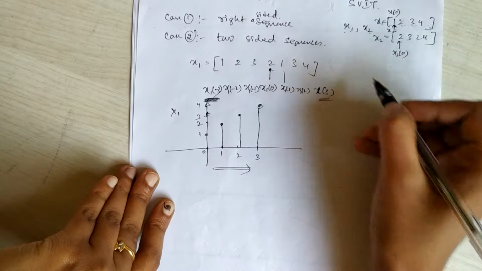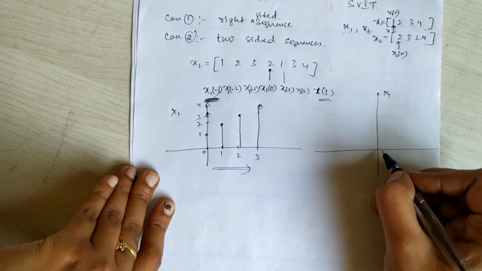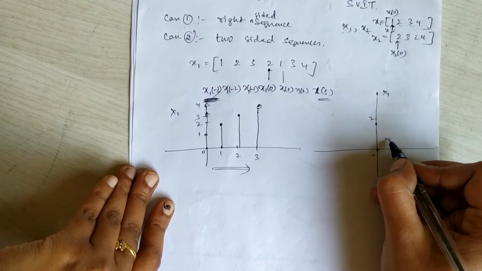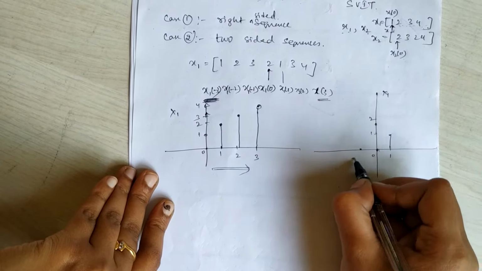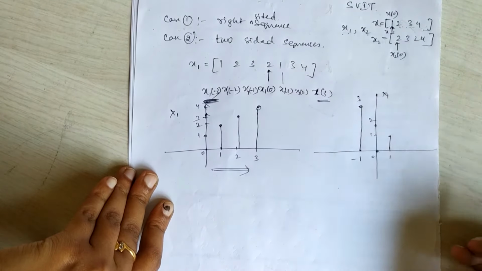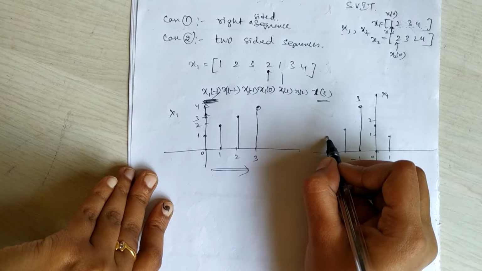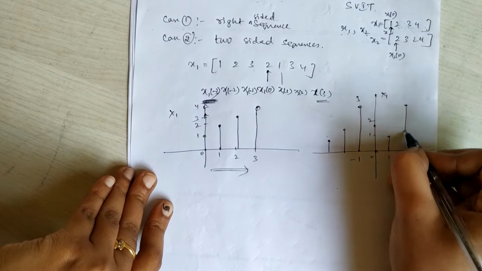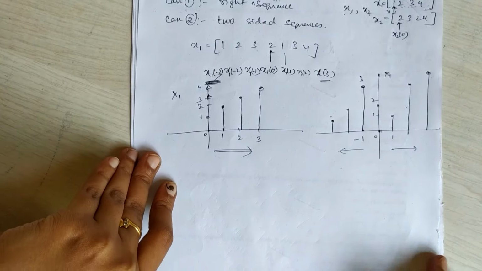Whereas in the case of a two-sided sequence, it will be on both sides. When you consider this x1 plot, x of 0 value will be 2, x of 1 value will be 1, and x of minus 1 value will be 3. So you will find the sequences on the negative side and also on the positive side, both sides. So it is called the two-sided sequence.